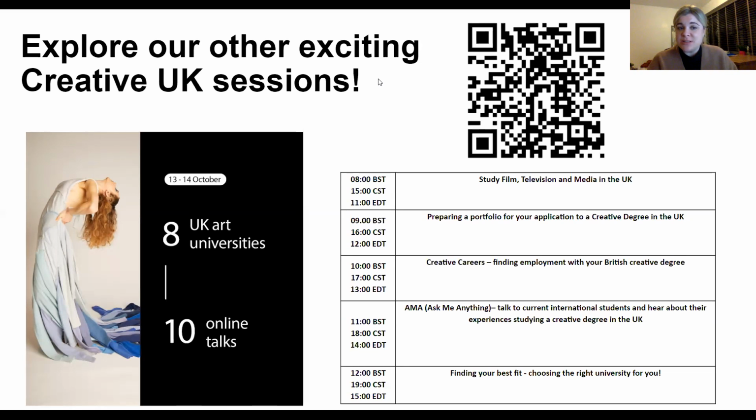Obviously, most institutions in the UK are going to accept FAFSA and all sorts of international loans. So speak to the institution about how much you can generally take out in those.